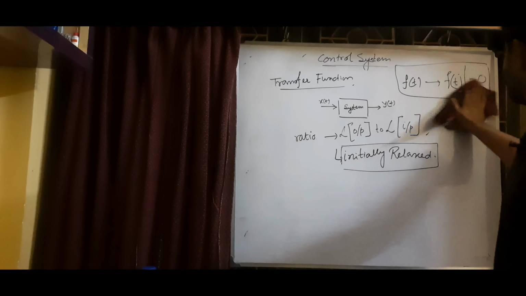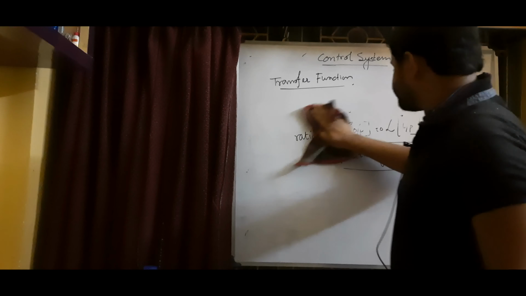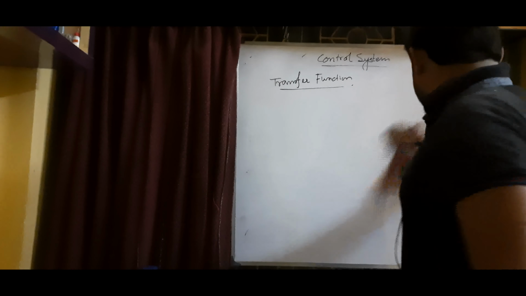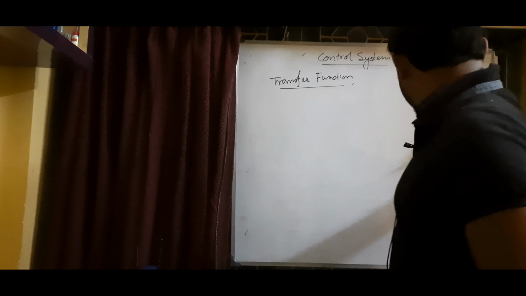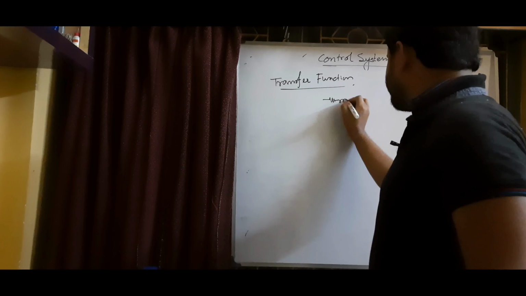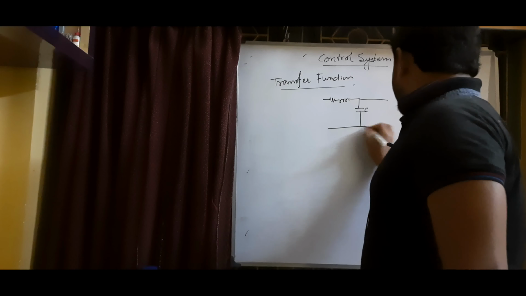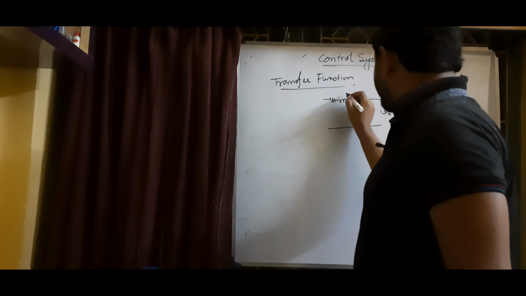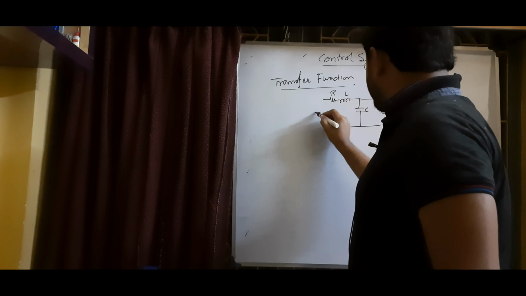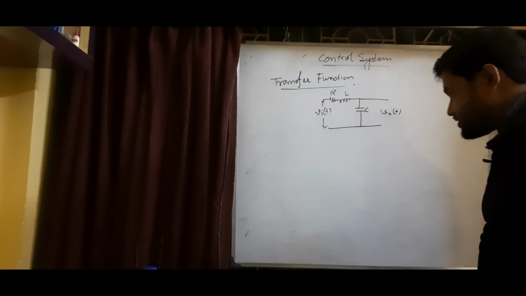Now let me again draw the diagram where the electrical system, as you can remember, the series RLC circuit, with V0(t), R, Vi(t). So what was the equation?